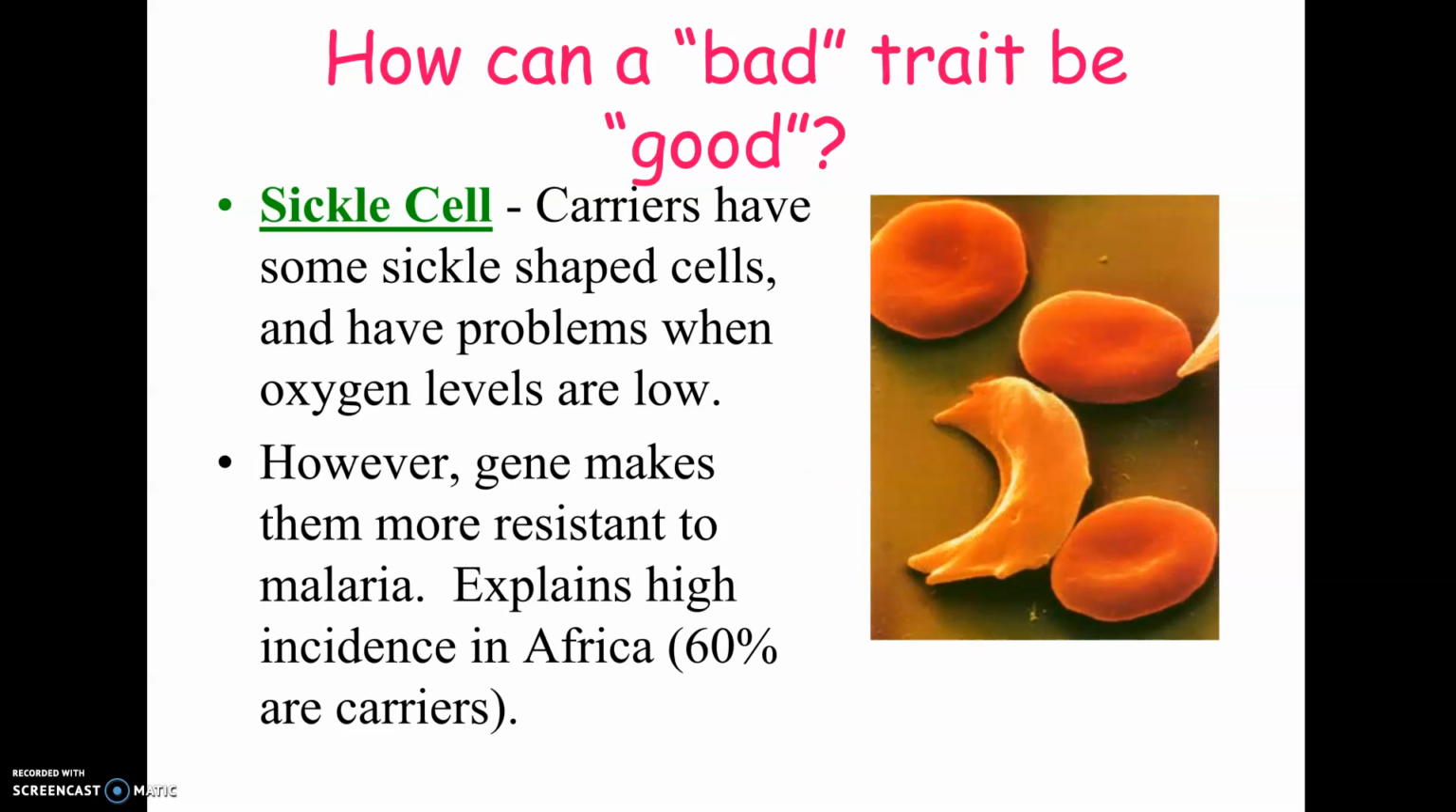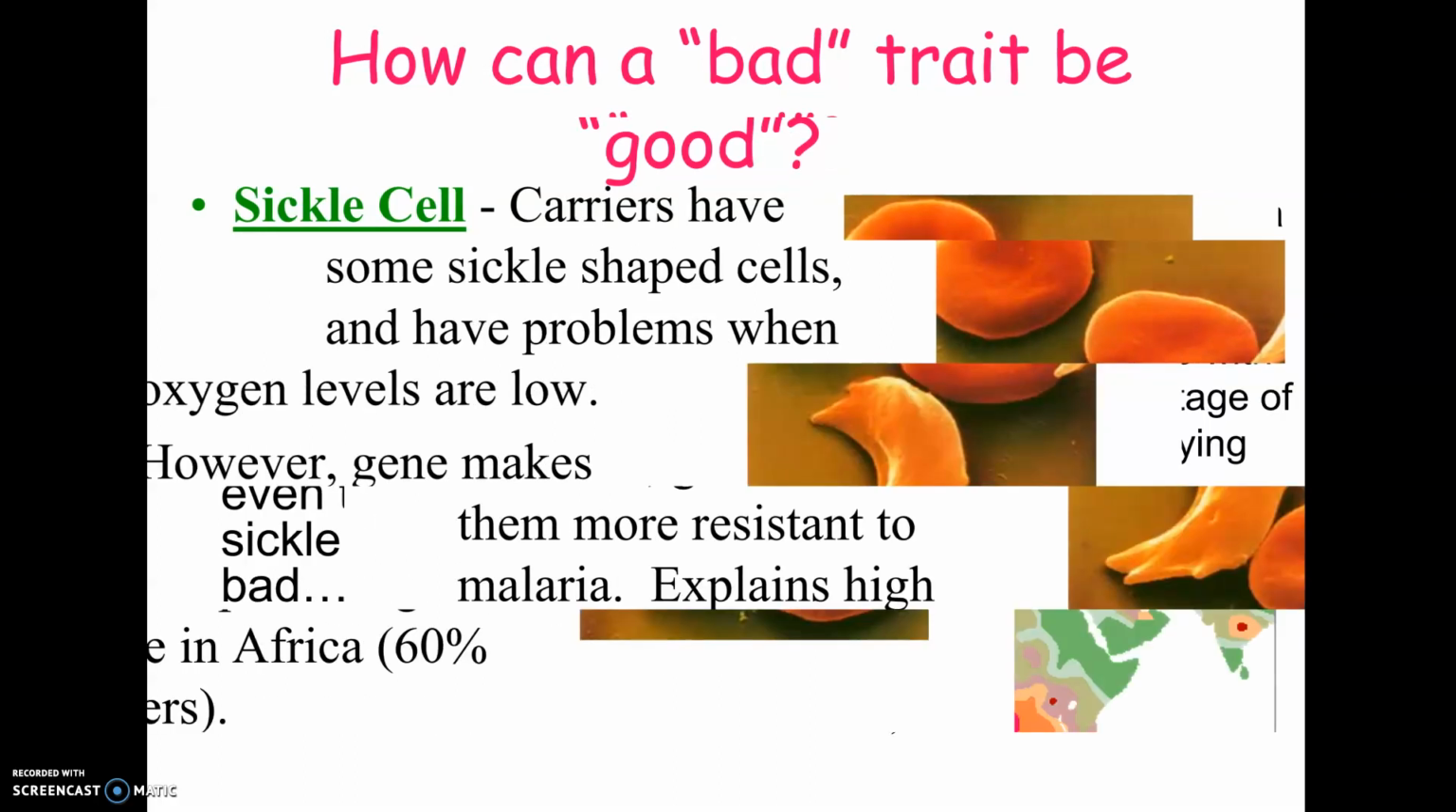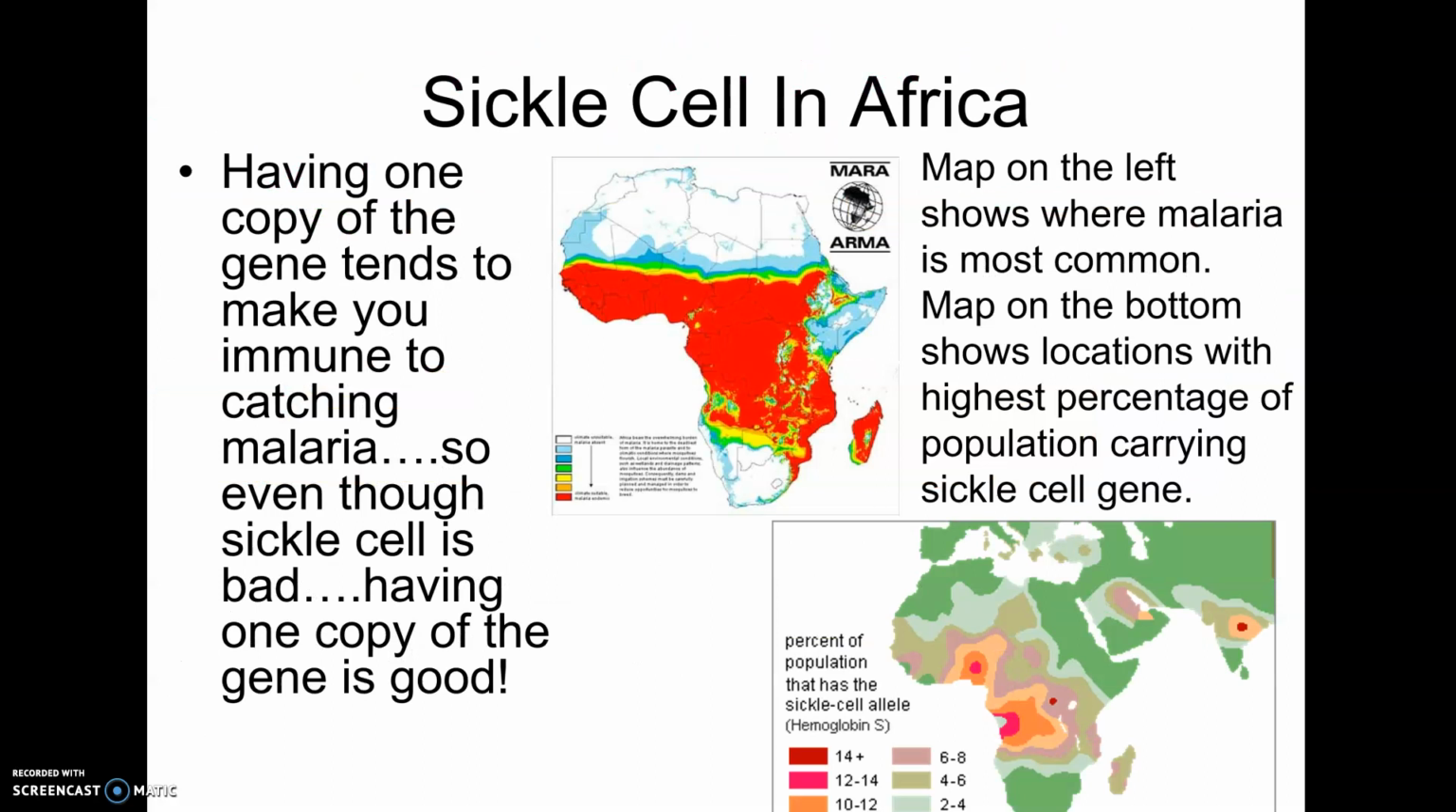But it turns out that having one copy of the gene, being like big B, little b, and the little b, it's recessive, sickle cell, that little b, it makes them resistant to malaria. And malaria happens to be a disease that's very common in Africa. It's carried by mosquitoes. So what we find is a gene for a disease that causes a lot of problems. It's a bad disease. But why does it stay so common? Like 60% of people in Africa actually carry this gene.